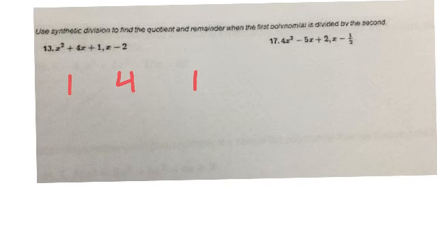Okay, and then the next thing that we do is we take the binomial that we are dividing by, x minus 2, and we solve it for x. So if I took x minus 2 and set it equal to 0, then that would give me x is equal to 2. So we put 2 up in this little box.